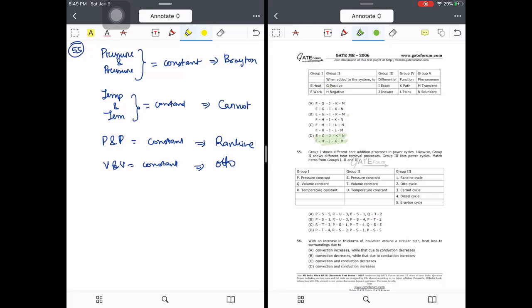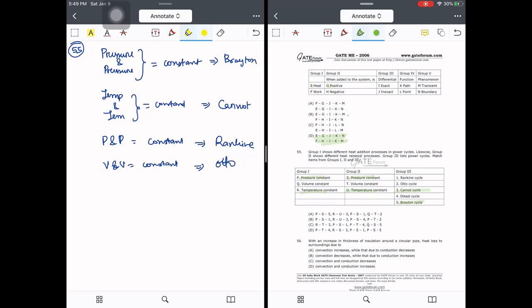Now, question number 55. Group 1 shows the different heat addition processes in the power cycle. Likewise, group 2 shows the heat removal processes. Group 3 lists the power cycles. When the pressure is constant, it's called the Brayton cycle. When temperature is constant, it is called the Carnot cycle. In the Brayton cycle, the pressure ratios are generally taken as constant, and we start with atmospheric pressure and end also with atmospheric pressure. So pressure constant, Brayton cycle.